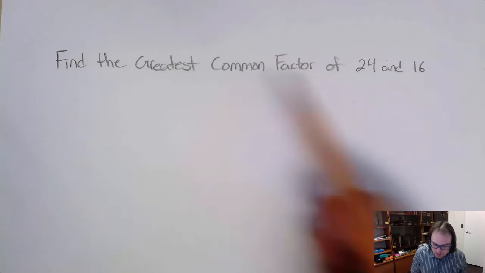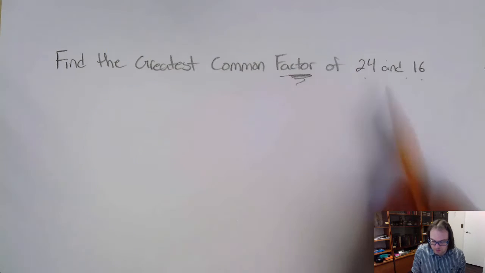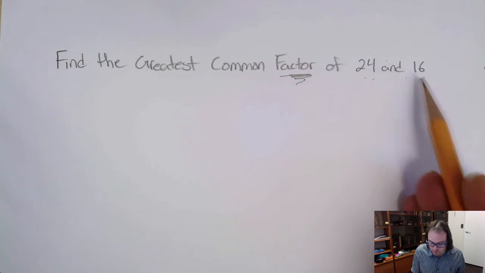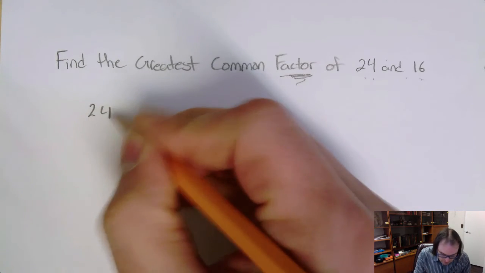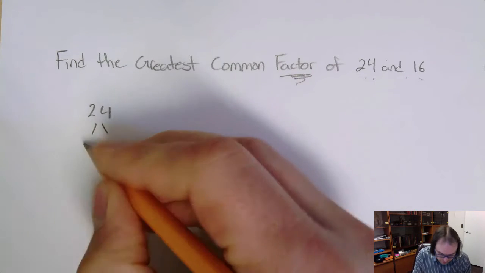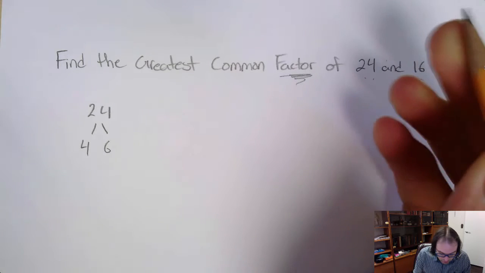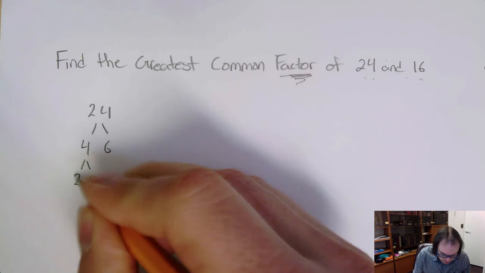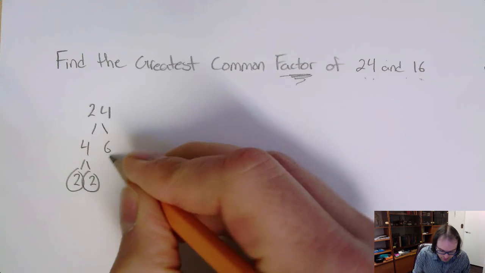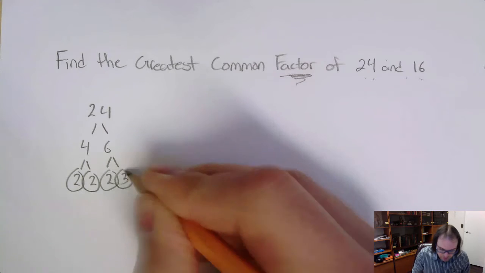It says, find the greatest common factor of 24 and 16. Well, we have factors, so that means we're going to have to prime factor 24 and 16. So let's start with 24. If I look at 24, I know that could be divided by 4 and 6. You could go 2 and 12 if you want, or any other combination. 4 factors to 2 and 2. We're going to circle them because 2 is prime. 6 factors to 2 and 3. Circle these because they are prime.